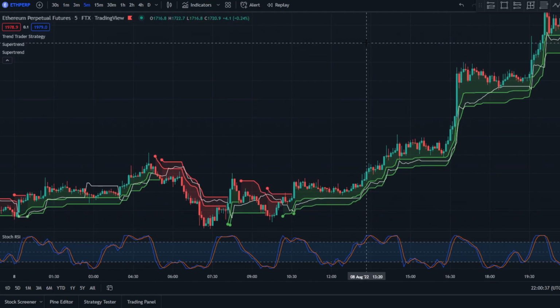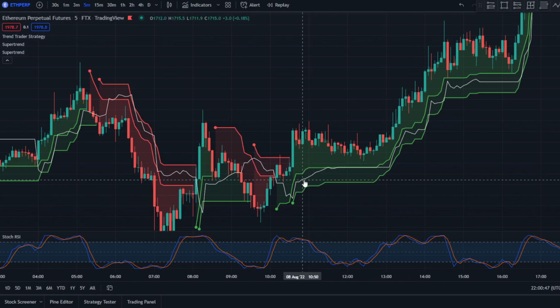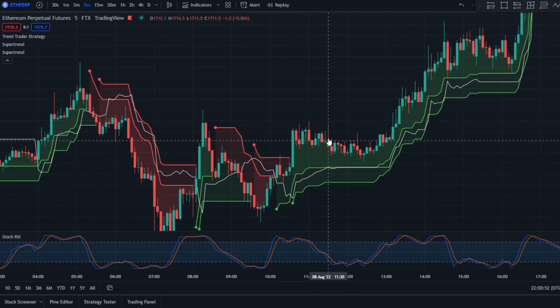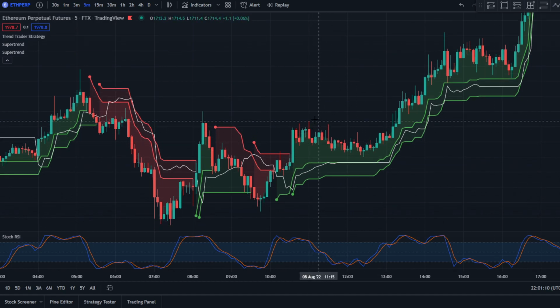So let me tell you guys the rules for the positions. So for you to enter a long position, first up, price must be above the trend trader strategy indicator. So you see this white line. So in order for you to take a long position, the candles must be above the white line. Same thing for the super trend. In order for you to take a long position, you want the price to be above both the super trend lines. So right here you can see that we have the indicator for this, where you can see that both the price is above both the trend trader strategy and the super trend, so that's valid for a long position.